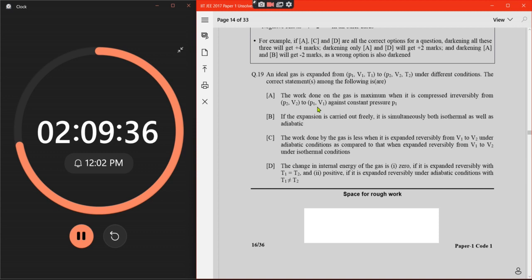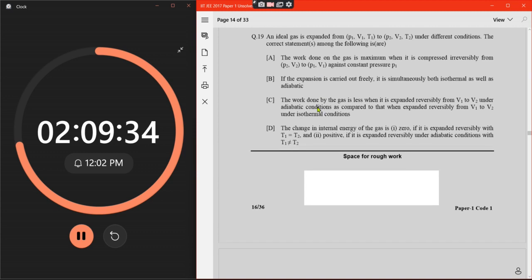I don't know. If the expansion is carried out freely, it is simultaneously both isothermal as well as adiabatic. Yeah, okay, that's right. So B is correct. मैं सही कौन से correct है? 19 का B तो correct है. और क्या है? The work done by the gas is less when it expands reversibly from V1 to V2 under adiabatic conditions as compared to that when it expands from V1 to V2 under isothermal conditions. Reversibly expands from V1 to V2 under adiabatic conditions. So work done on the gas is less.